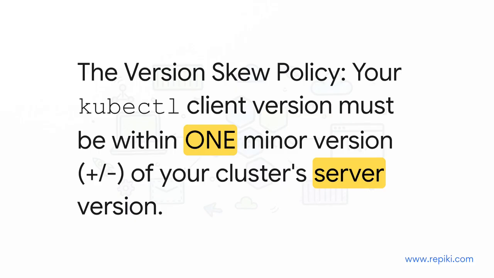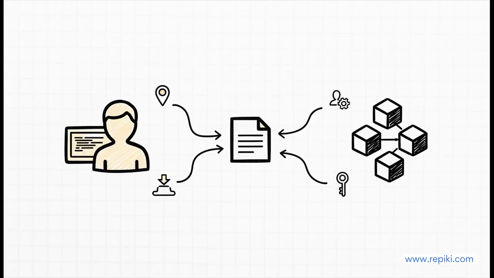Trust me on this, if you get this wrong, you are going to spend hours chasing down the weirdest, most impossible to debug API errors. Just save yourself the headache. So how does kubectl magically know which cluster to talk to?